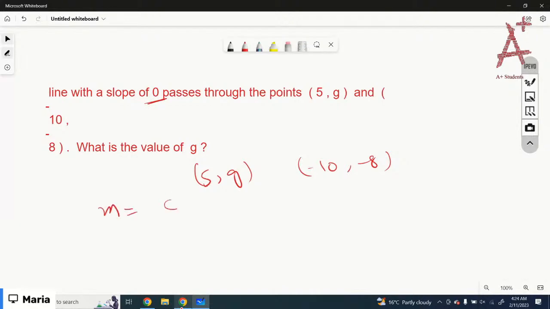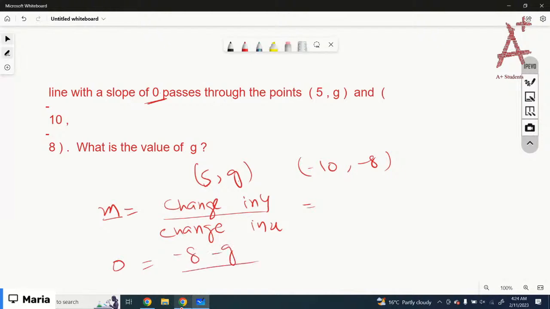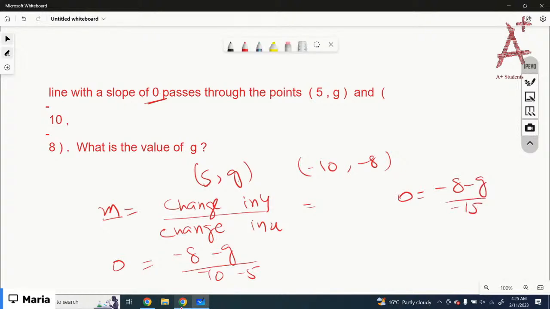M equals change in y divided by change in x. Just replace m with 0 because you are given the slope is 0, and change in y would be negative 8 minus g divided by negative 10 minus 5. Got it? So it would be then 0 equals negative 8 minus g, and here you have negative 10 minus 5 is negative 15. Got it? So you have to remove that negative 15 from the denominator. So just multiply both sides by negative 15.